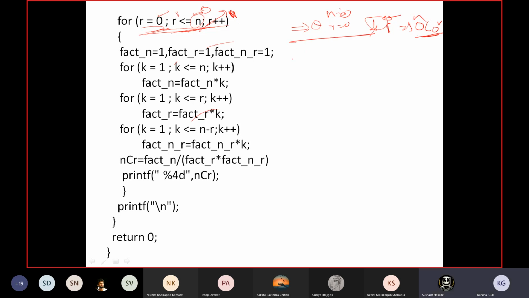Agreed? Yes, ma'am. So you already know what this is going to do. Is it finding the binomial coefficient? Yes, ma'am. Agreed for that?